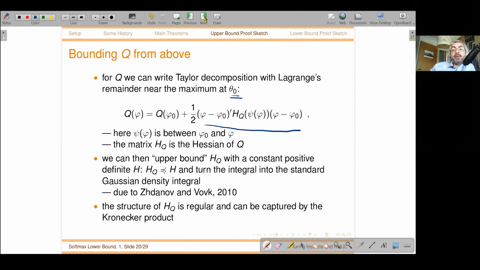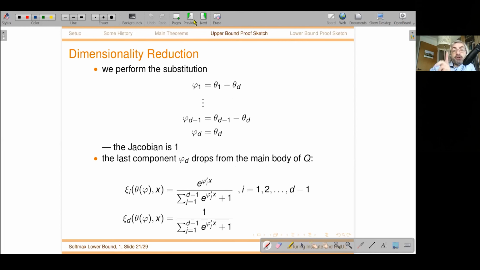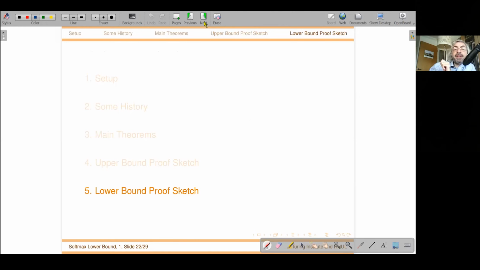But what is more interesting, I should mention another trick here briefly. There is this dimensionality reduction, which we can do on top of this Kronecker product to reduce the dimension to get that ND-1. But that's again not something very complicated. But what I think is more interesting is the lower bound.